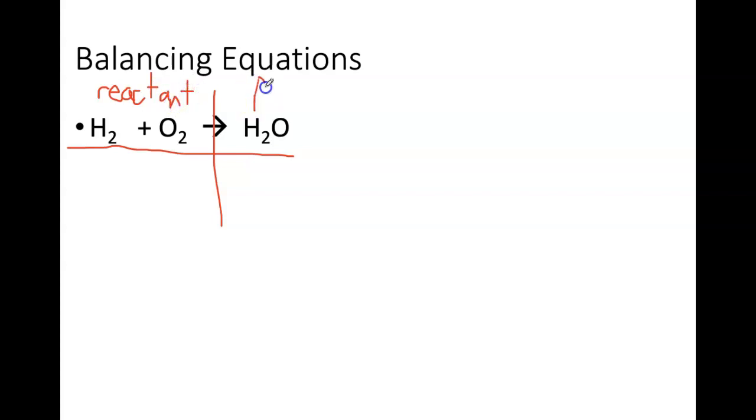And this is our product. We have one single product. And if you take a look back at the reaction types, a reaction type when you have one single product is synthesis or combination. So we're combining multiple things to make one product or synthesizing one product.